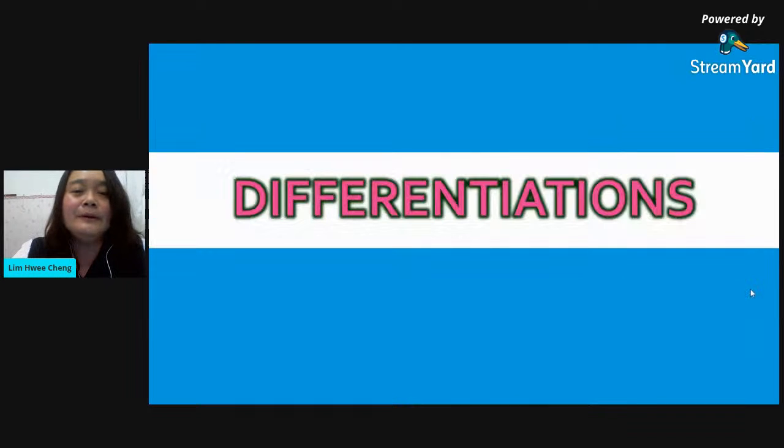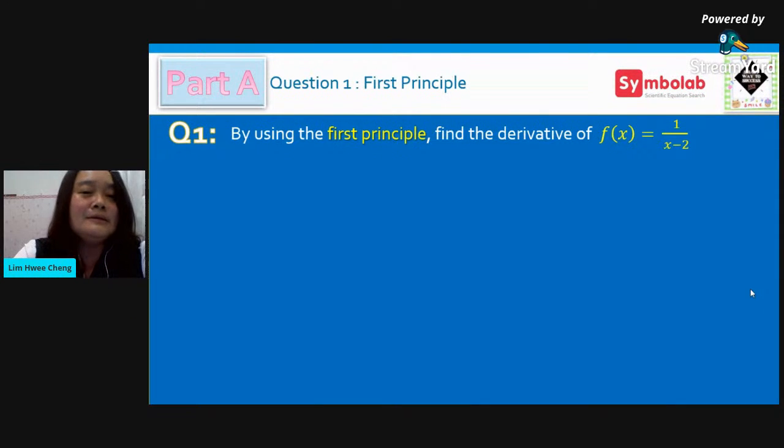First of all, we just go through the questions on the differentiations first. This is quite a popular question about the first principle. We are going to find the derivative by using the first principle. I gave you the example of the function 1 over x minus 2. Have you tried? The students in the Google Meet, can you give me some response? Okay, it's okay.